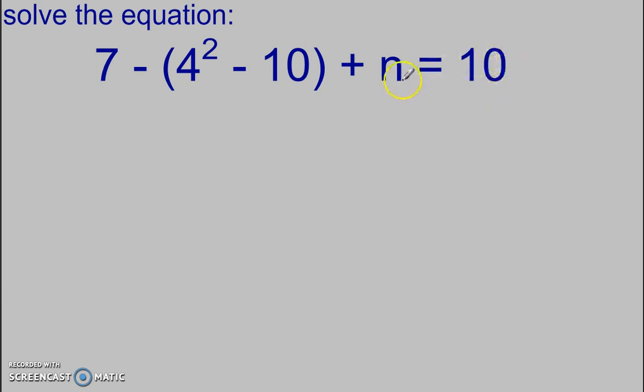Solve this one. Notice the variable is not by itself, so I'm going to have to get the variable by itself. Solve this. We've got 4 squared. 16 minus 10 gives us 6 in parentheses. 7 minus 6 is 1, plus n is equal to 10.